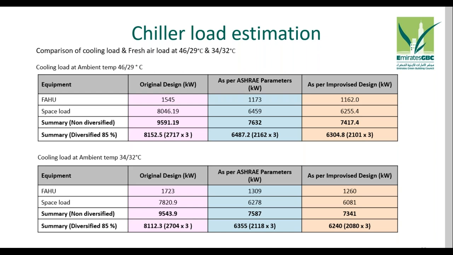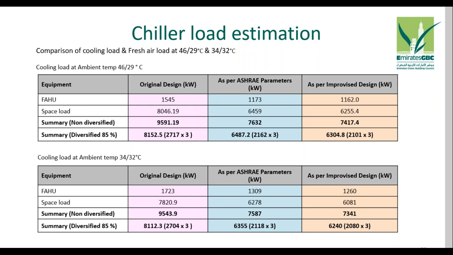So at 4629, the fresh air load is a little lower. You can see table 1 and table 2, only FAHU. FAHU load is almost 170 kilowatt more at high humid condition because of high enthalpy, while space load is almost 50 or 60 kilowatt more at high sensible condition without doing anything. If you just apply these two parameters separately, we can establish about 200 kilowatt reduction in the base design itself.